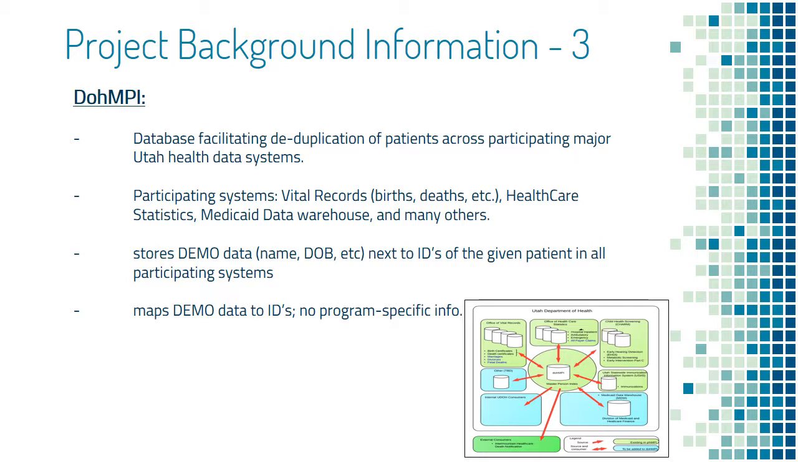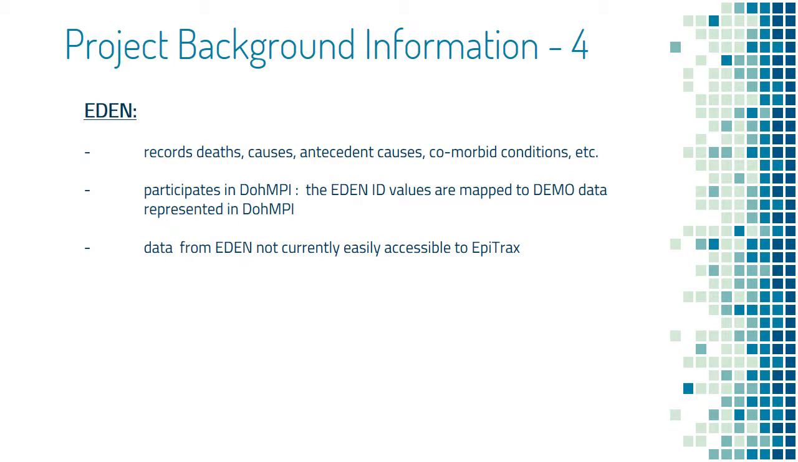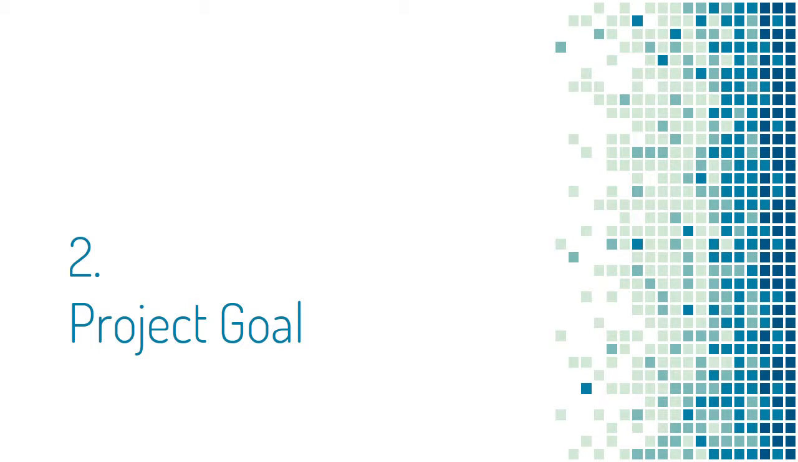The second important component is DOE-MPI. DOE-MPI is pretty much the nexus of the whole Utah informatics system. It is a database which can be used to identify a patient within or across participating health information systems of the Utah Department of Health. The third component relevant to our project is EDEN. EDEN is a database recording deaths, underlying causes and antecedent causes, comorbid conditions, and other details related to death. With the background definitions set, we can now go on to formulating the goal of our project.